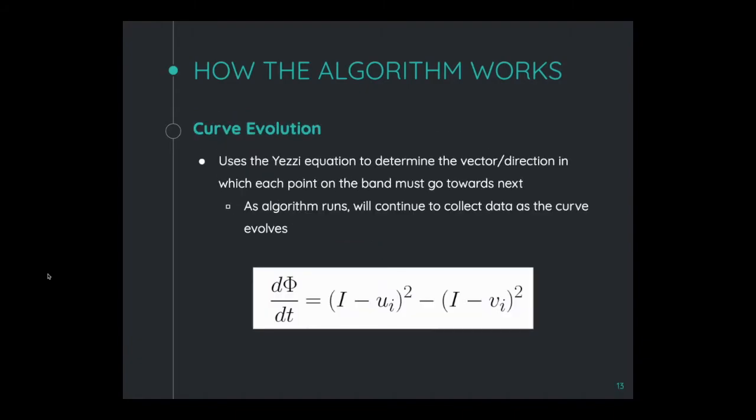The next component is curve evolution. The algorithm uses the Yazzie equation to determine the vector/direction in which each point on the band will go towards. This equation describes the gradient descent using the original image and the outer and inner mean intensity values. As the algorithm runs, it will continue to collect data from the image to evolve the curve.